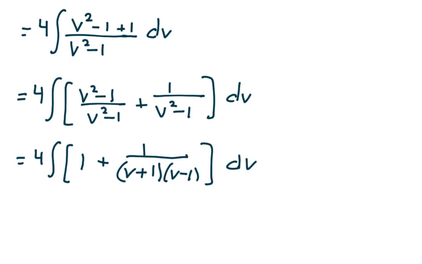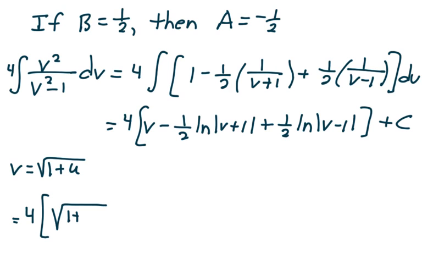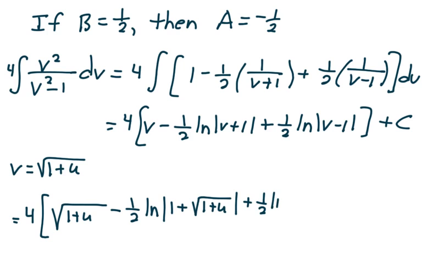But remember that v, we have to go back here somewhere. Remember that v is the square root of 1 plus u. And so this is going to be equal to 4 times the square root of 1 plus u minus 1/2 natural log. Now, I'm going to just put the 1 first if you don't mind. So I'm going to take 1 plus the square root of 1 plus u plus 1/2 natural log of the square root of 1 plus u minus 1 plus c.